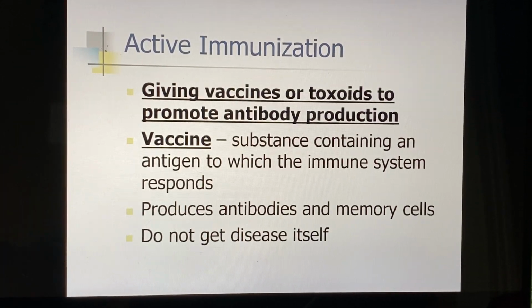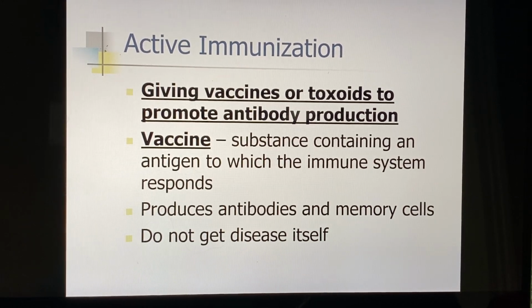So when we talk about active immunization, of course, we're talking about vaccines. The definition of a vaccine is a substance which contains an antigen. I'm going to get to the definition of an antigen in the next slide. But it contains an antigen to which your immune system will then respond.